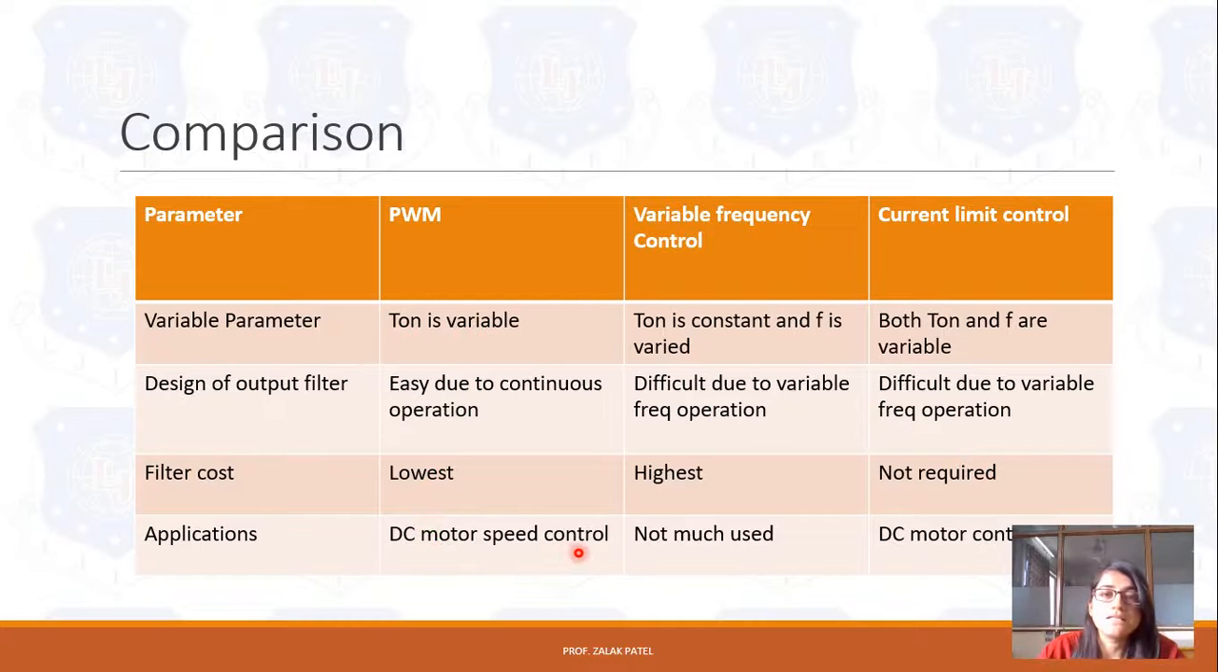It can be used in DC motor control. For variable frequency, since the on time is generally constant, it cannot mostly be used in other applications. Current limit control can also be used in SMPS or DC motor control.